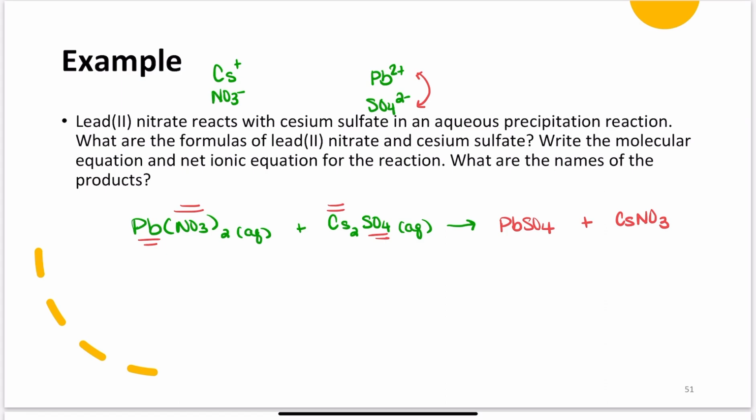Now I have to think about solubility. I know nitrate salts are always soluble, and I know cesium is part of group 1, so group 1 salts are always soluble as well. Lead 2 sulfate, sulfates are not always soluble, and lead is not a soluble sulfate. So this will be insoluble. This is your molecular equation.